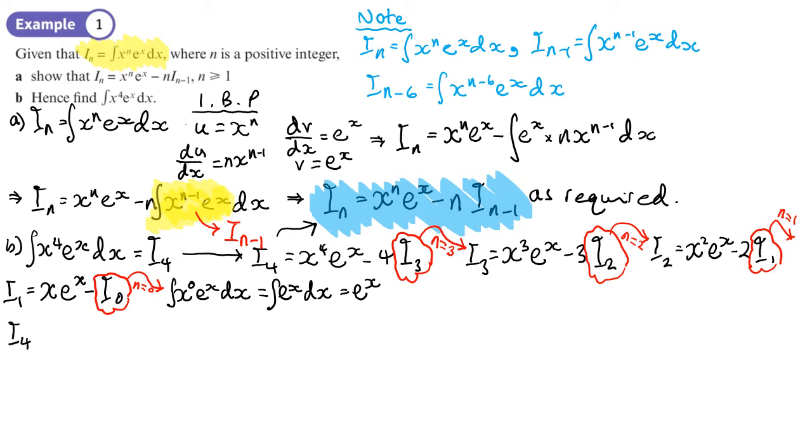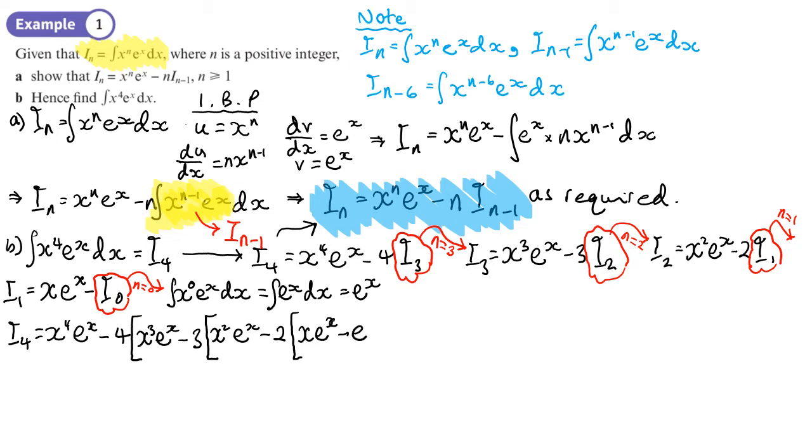So I sub 4 is equal to x to the power 4 e to the x minus 4 times I sub 3. And what was that? It was x cubed e to the x minus 3 I sub 2. And what was I sub 2? So we'll put some brackets in. X squared e to the x minus 2 I sub 1. And what was I sub 1? That was x e to the x minus I sub 0. And what was I sub 0? That was e to the x.